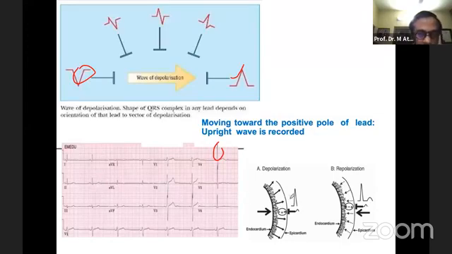But why is it happening? It is happening because when repolarization happens, it happens from epicardium toward the endocardium, and again the endocardium becomes negative first.